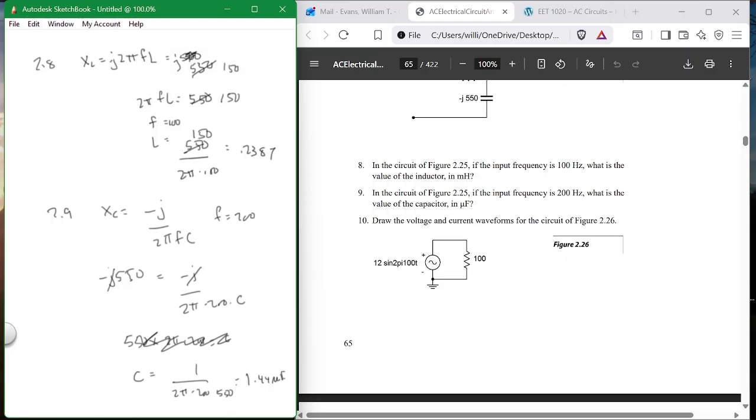Number 10. Draw the voltage and current waveforms for the circuit in figure 226. So here is a circuit with this equation for your voltage. Draw the waveforms. So that's that one. Okay, let's do that.